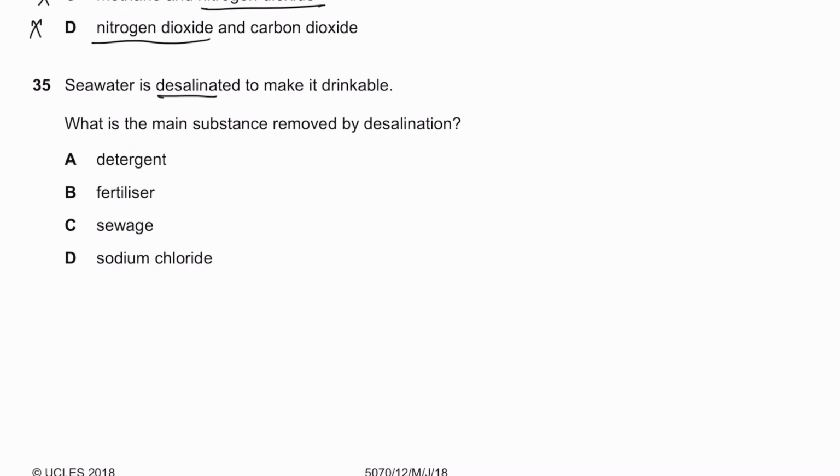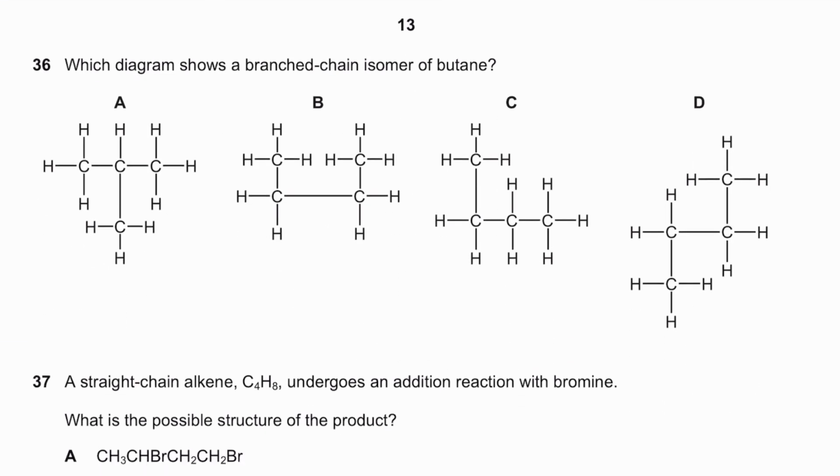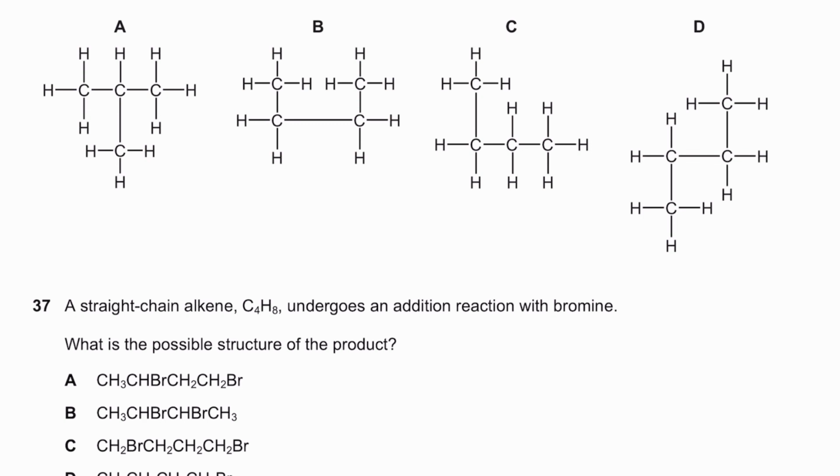Seawater is desalinated to make it drinkable. Which is the main substance removed by desalination? It's going to be sodium chloride, or basically salt. Which diagram shows a branched chain isomer of butane? So we have to draw butane first. 3, 4.